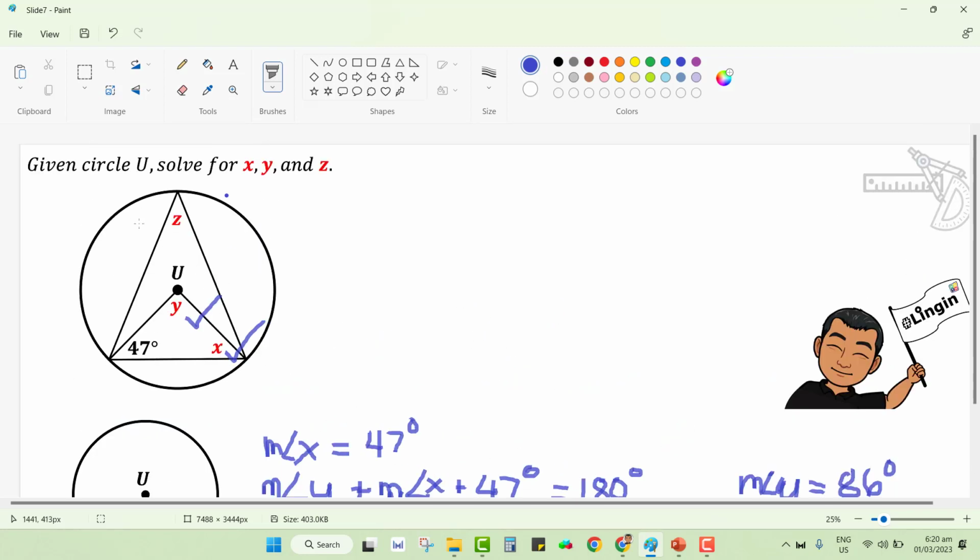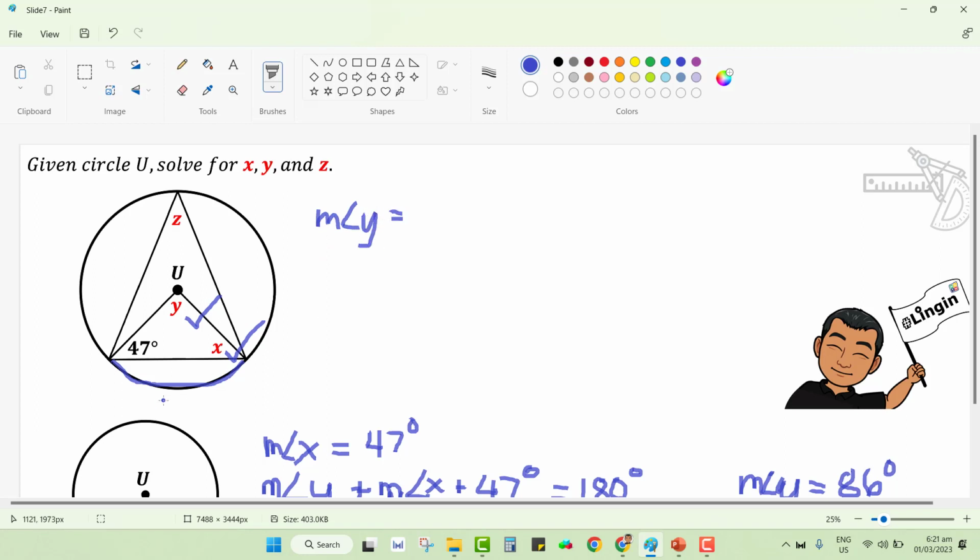We can now draw the value of this intercepted arc here. Why do we need to solve that intercepted arc? It is for the reason that we are also going to use that in solving the measurement of the inscribed angle Z, which intercepts the same arc. Take note that the measurement of angle Y must be equal to its intercepted arc.